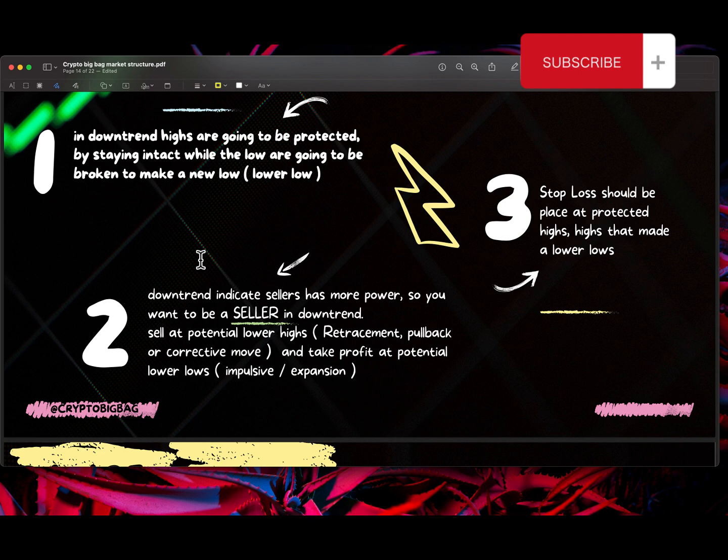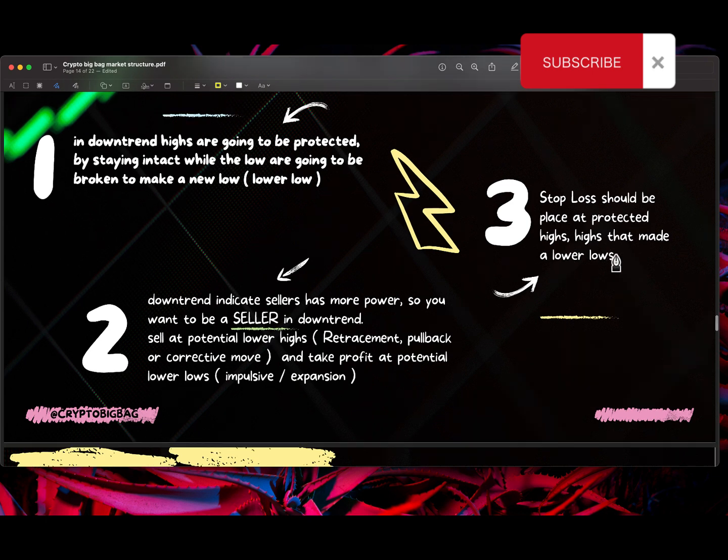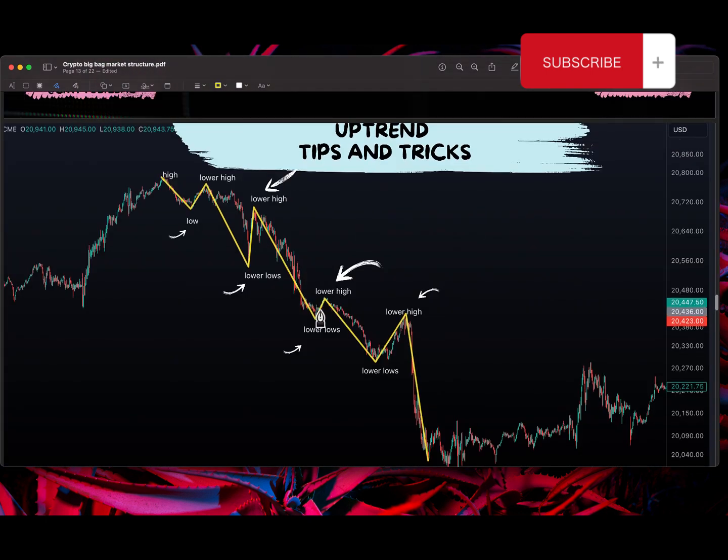Wait for price to retrace back into the range of the impulsive move. Then look for a sell, a short, and sell it down to make a lower low. Stop losses are going to be placed at protected highs that made a new low, which is a lower low. You want to sell at a potential lower high and take your profit at a potential lower low.